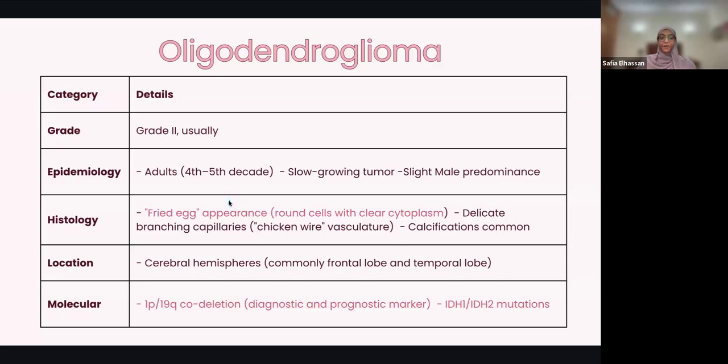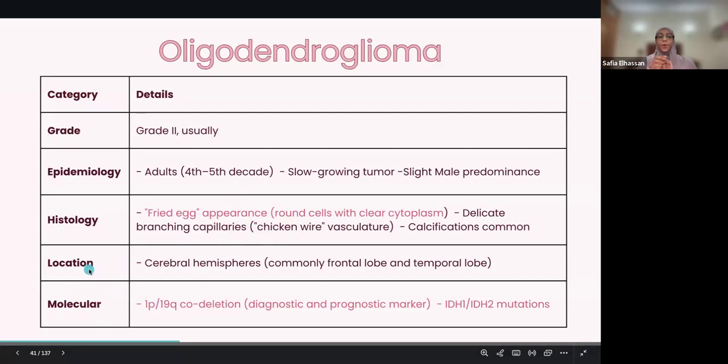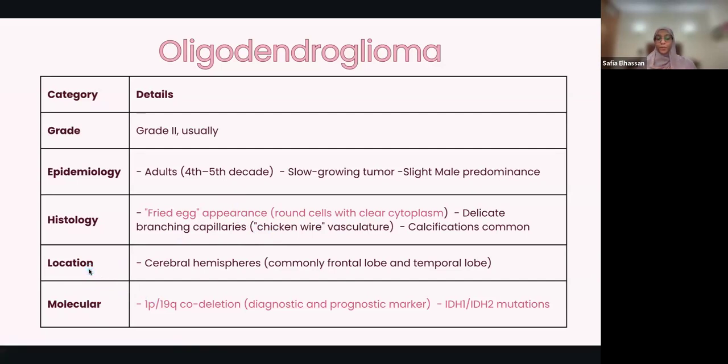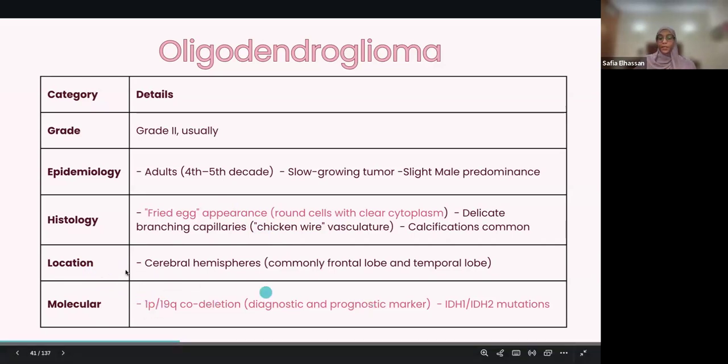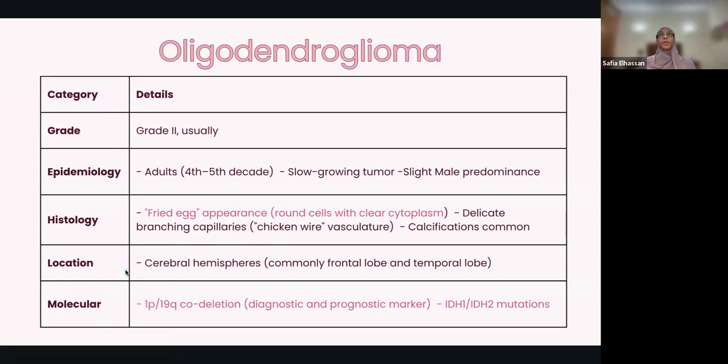And what's very important for you guys to know is the molecular mutations. The most common ones are 1p, 19q co-deletion, and IDH1, IDH2 mutations. What's important about this 1p, 19q is that if the patient has this, that means that this is a tumor that will respond well to treatment as compared to a tumor that doesn't have it.